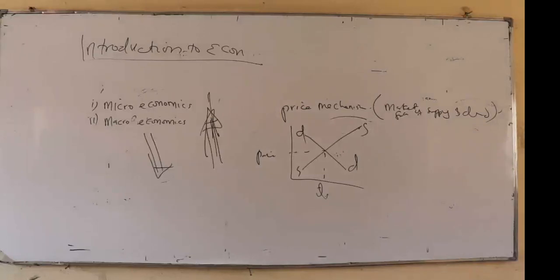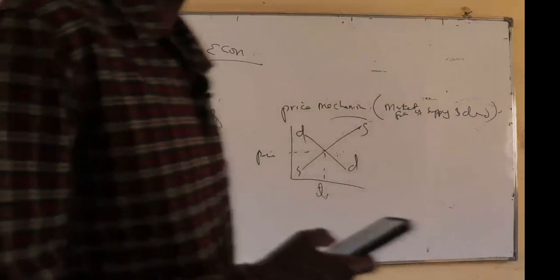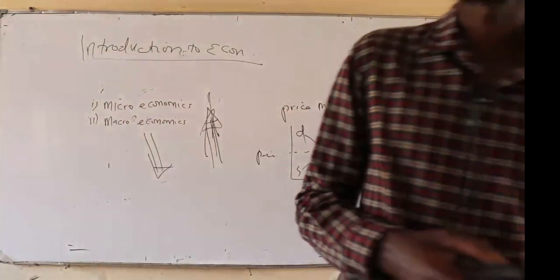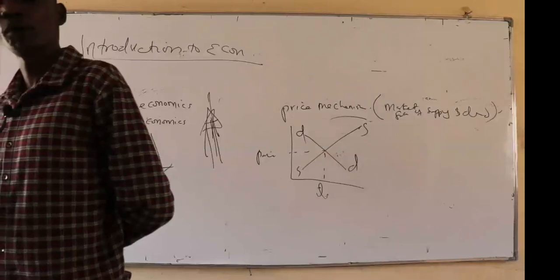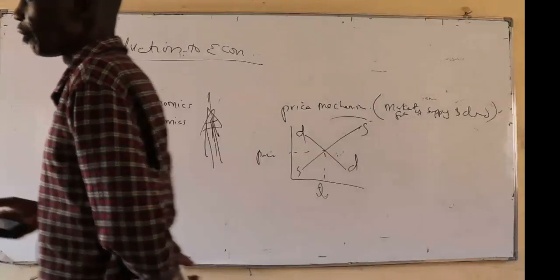Now, what we are saying is that under a free market economic system, any individual has the right to own property. You have your piece of land, that's a natural resource. That piece of land, you can sell it. Nobody will prevent you from selling it. You are free to sell it.